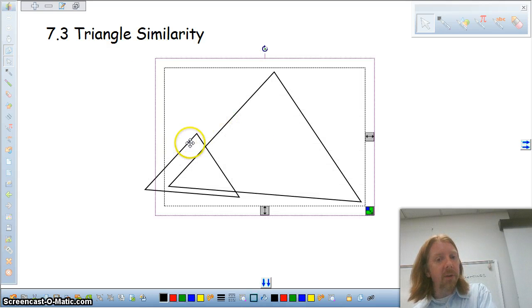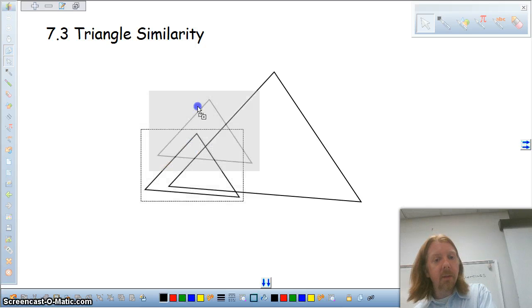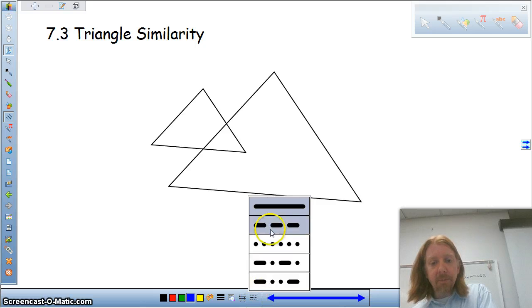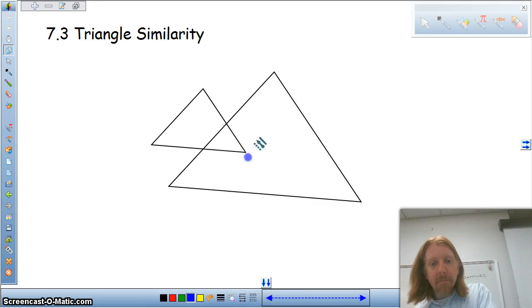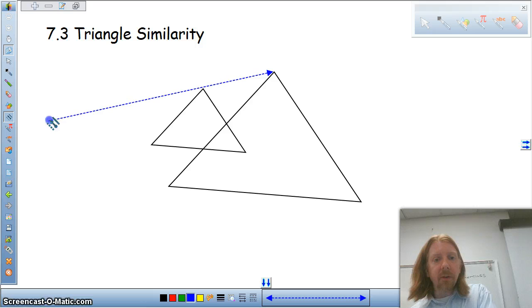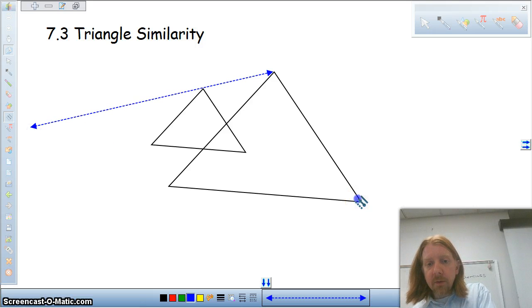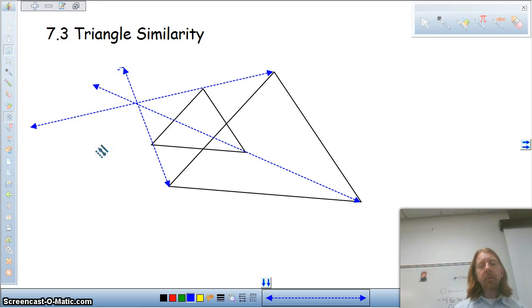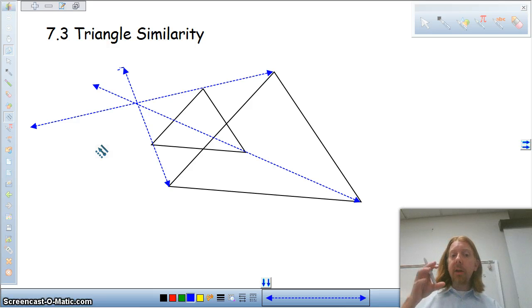Or another way to show that they're a dilation of each other is I can draw those dilation lines. And I can see that all three of those lines are going to converge. So we'll do that one. We'll do that one. And then we'll do this one. And you can see that they all meet at the same point. So they're obviously going to be dilations. That means that once I rotate them into place, they're going to be similar.